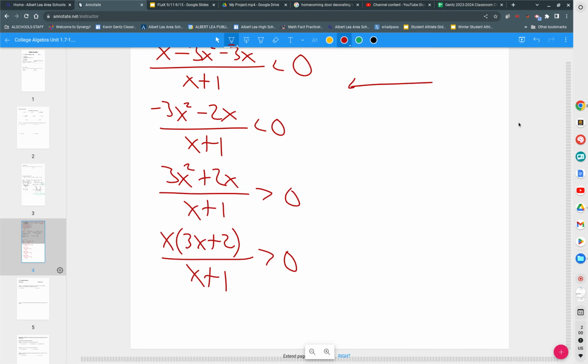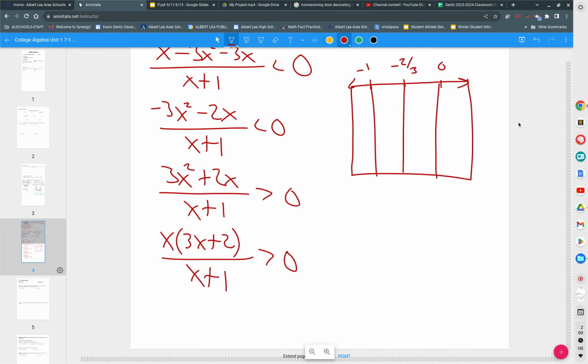What are the numbers that go in my number line? 0. I have a -1. And I have a -2/3. Those are all really close together, aren't they? So we're going to have to use a little bit of number sense when we plug stuff in. How many columns will I have? 4 columns. How many rows? 3.